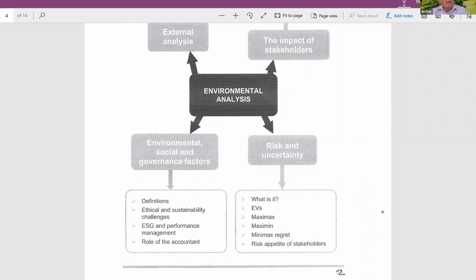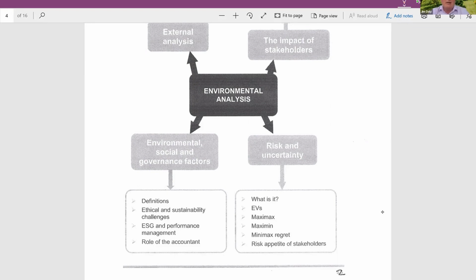The definitions, ethical and sustainability challenges, the environmental, social and governance and performance management, and the role of the accountant in all of this. Pure theory, nothing else but a theory involved there. And then the risk and uncertainty, things we would have met at the performance management. If we haven't met them or we forget them, no difficulty, we'll pick that up when we get to it.